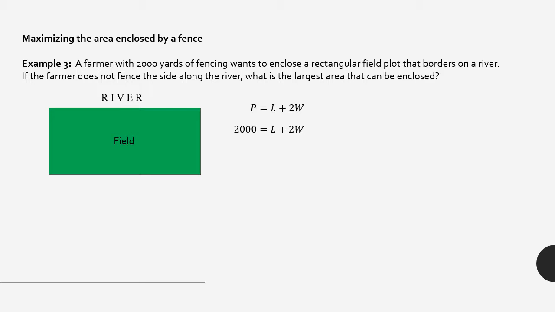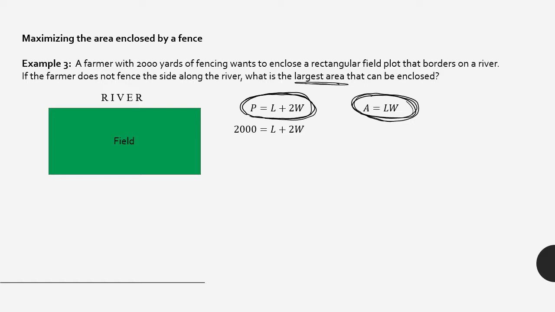Okay, so the perimeter of the fence is that 2,000 yards that the farmer has, and we want to maximize the area. So what is the largest area? Okay, so we need two equations. Just like in the last problem, the one with revenue, we had the demand equation and then also the revenue equation. So these are similar. The demand equation was linear. This perimeter is also a linear equation. The area is quadratic because we're going to be multiplying L and W together.